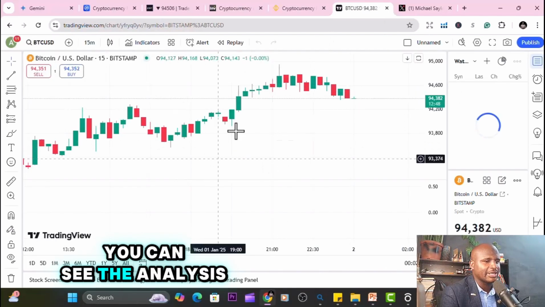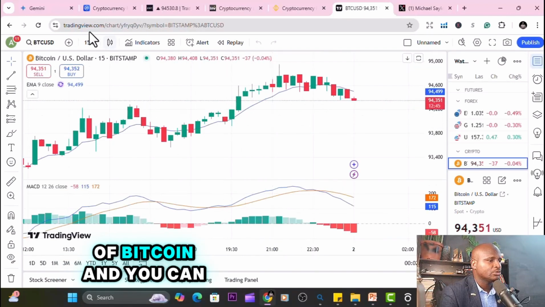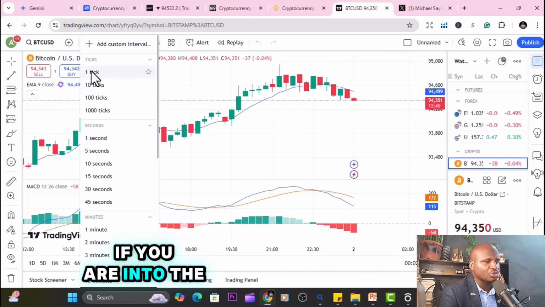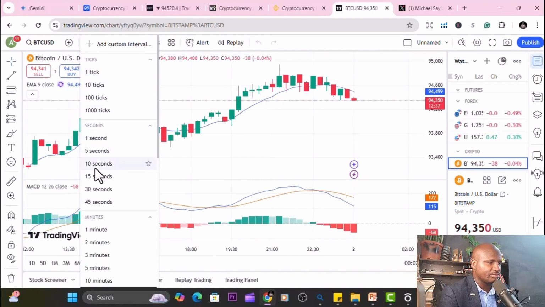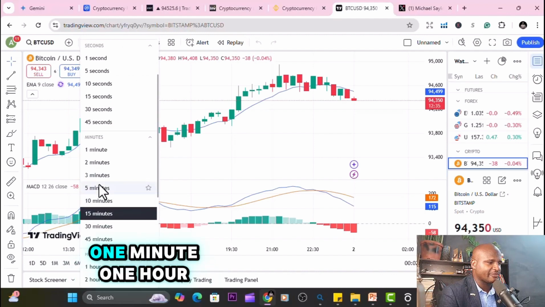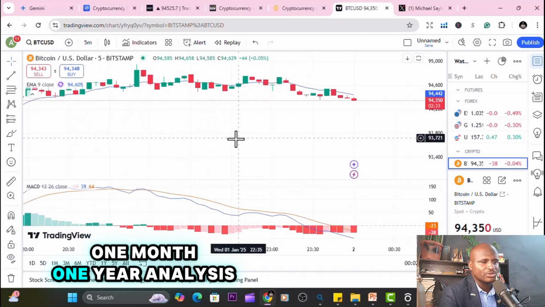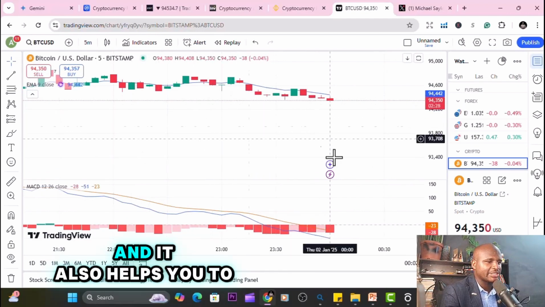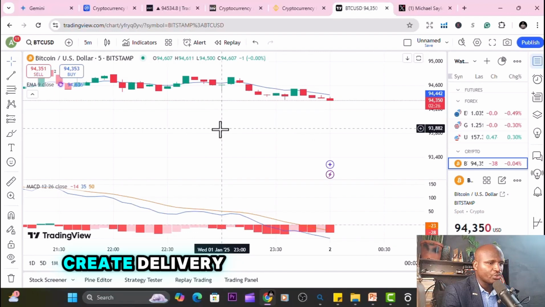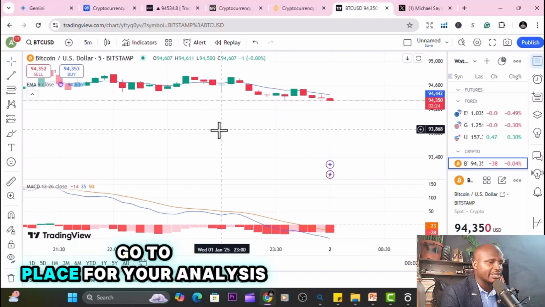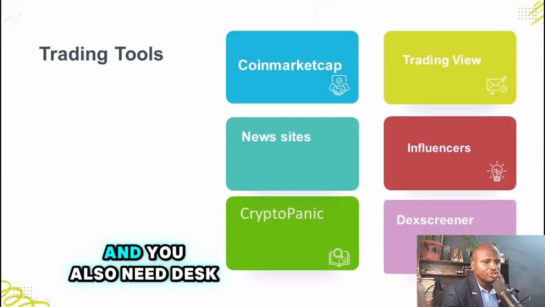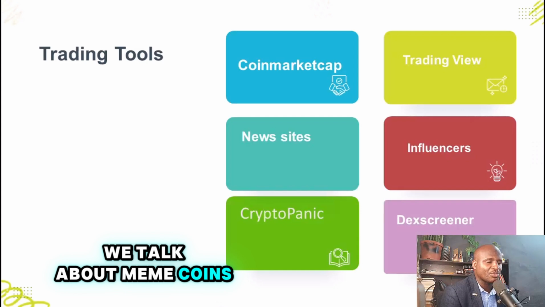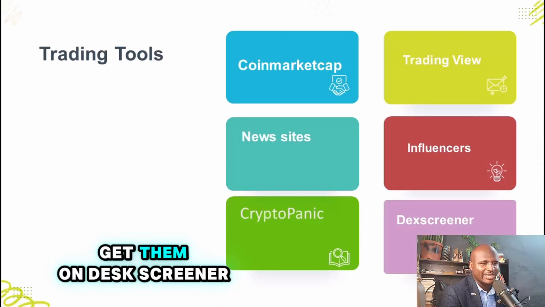You can see the analysis of Bitcoin, and you can change the time frames. You can do 10 minutes, 1 minute, 1 hour, 1 month, 1 year analysis. And so this is a platform that you need to do that. And it also helps you to create that leverage. So TradingView is your go-to place for your analysis. And you also need DexScreener for the new coins. We talk about meme coins. Early release coins, you can get them on DexScreener.